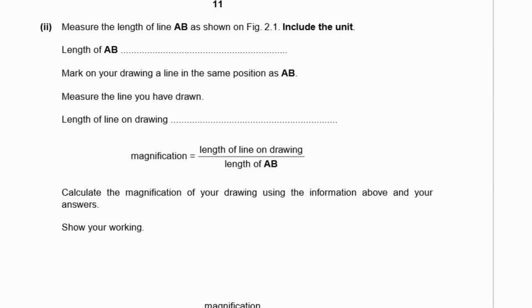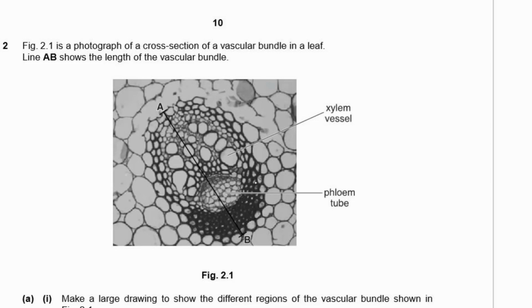2. Measure the length of line AB as shown on figure 2.1 and include the unit. So measure on this diagram here the length of A to B using your ruler. And when you do that, you could easily get a value of 58 millimeters. If you're doing it off of the actual exam, you'll get 58 millimeters if you know how to use your ruler. If you're doing it off of a piece of paper that was printed off onto a different size, you may get a different number, but that's okay. As long as you know how to use your ruler, that's all right.